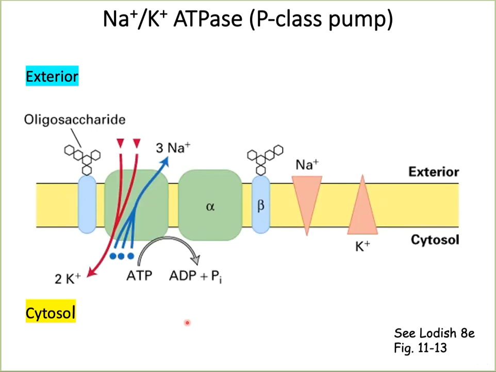One pump that is well characterized and found in most animal cells is the sodium-potassium ATPase. It is a member of the P-class pump family. What this pump does is that it moves two potassium ions and three sodium ions against their concentration gradients simultaneously. Again, it harnesses the energy from ATP hydrolysis, which is shown here, and you can see this pump has the characteristic 2 alpha subunits and 2 beta subunits. So let's look at this pump in a little bit more detail.